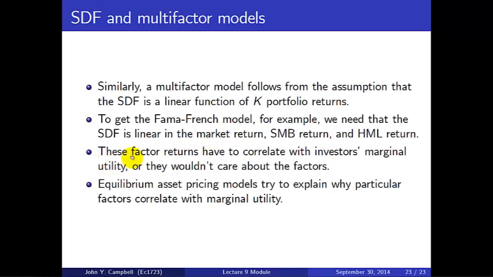Now that empirical model has these factors being priced, but for that to be the case, these factor returns have to correlate in some way with investors' marginal utility, or else they wouldn't care about these factors. So what equilibrium asset pricing models do is they try to explain why particular factors correlate with marginal utility. And that is where the research effort is today in understanding multi-factor models of asset pricing.